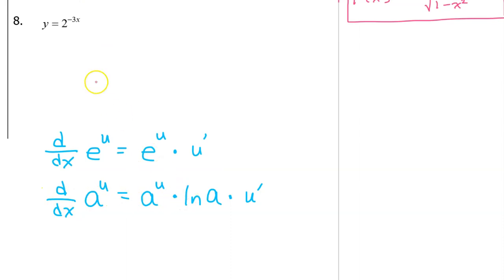Applying this memorized rule to this problem, y prime will equal a to the u. So that's 2 to the negative 3x power. And then we multiply by the natural log of a. So times the natural log of 2. And then, of course, times u prime. U is negative 3x, so we multiply by negative 3. And that's it.